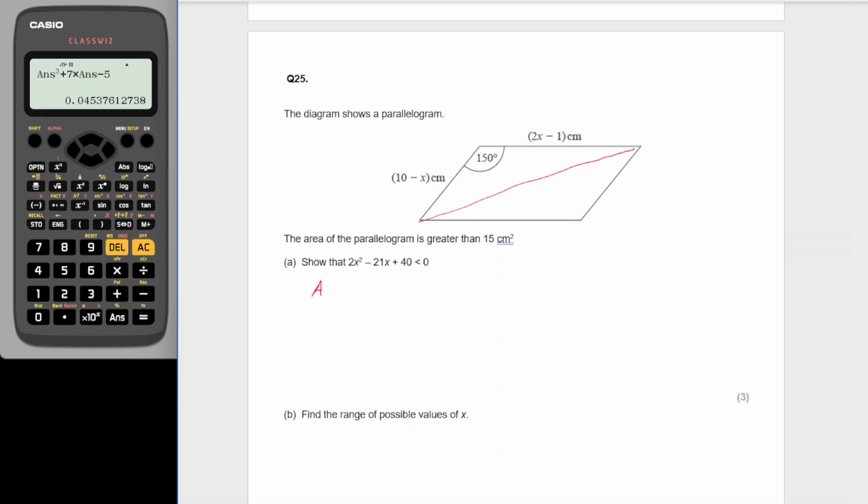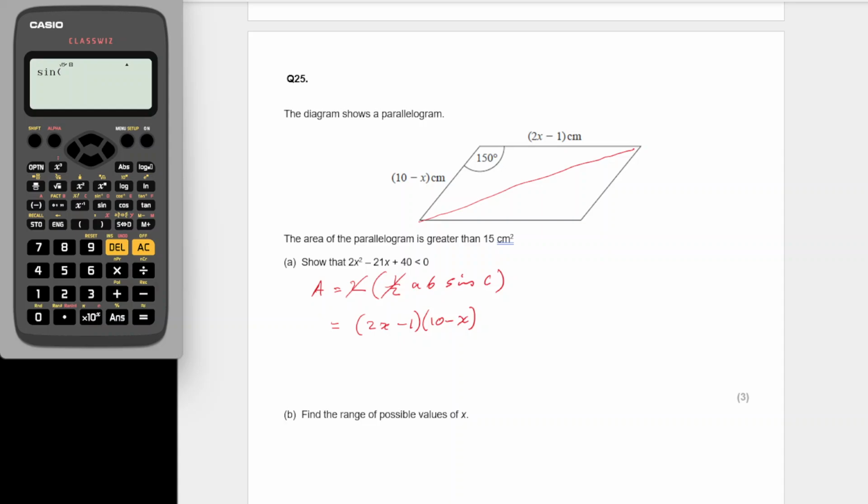So if I say that the area is going to be equal to 2 lots of a half AB sine C, well, what I actually get then is the half and the 2 cancel, so I'm just multiplying these two brackets together times the sine of 150, which works out to be, I think, a half. Sine of 150 is a half, yeah. That really simplifies quite nicely, quite quickly.